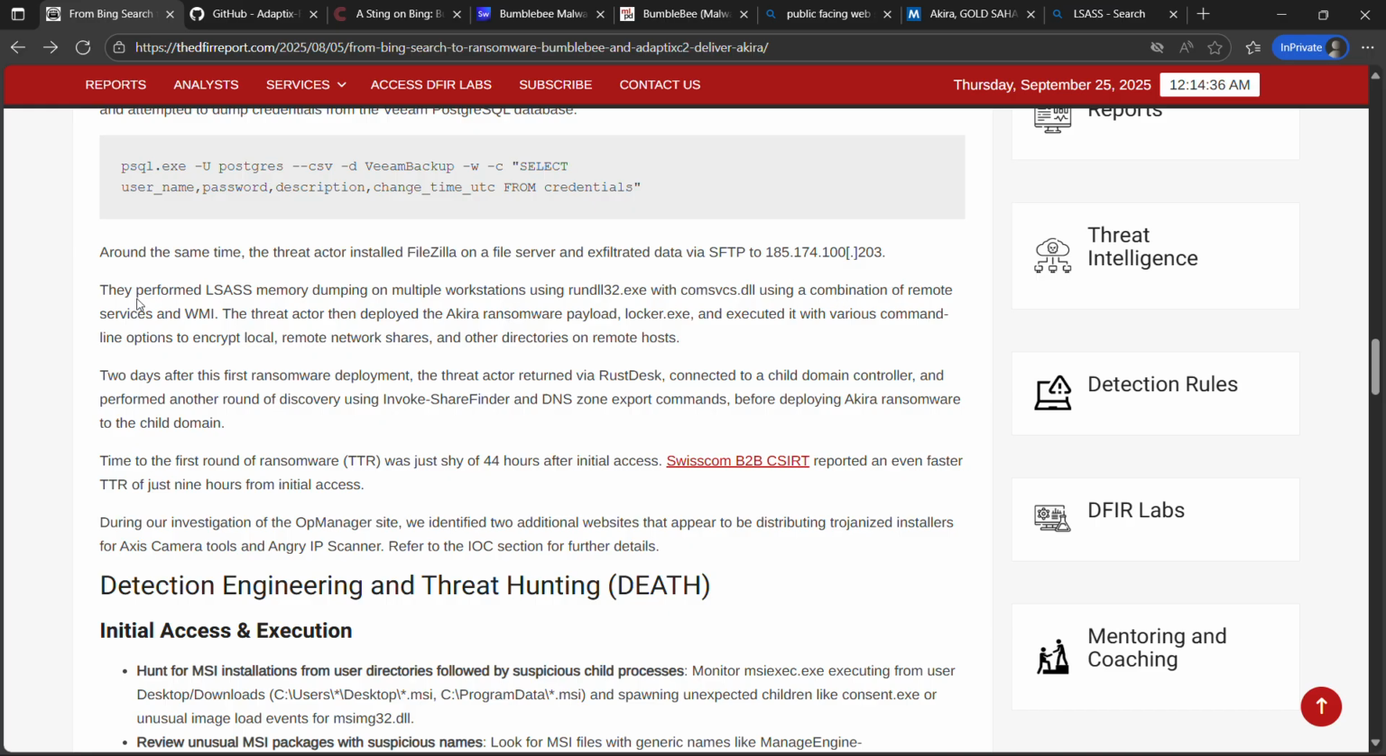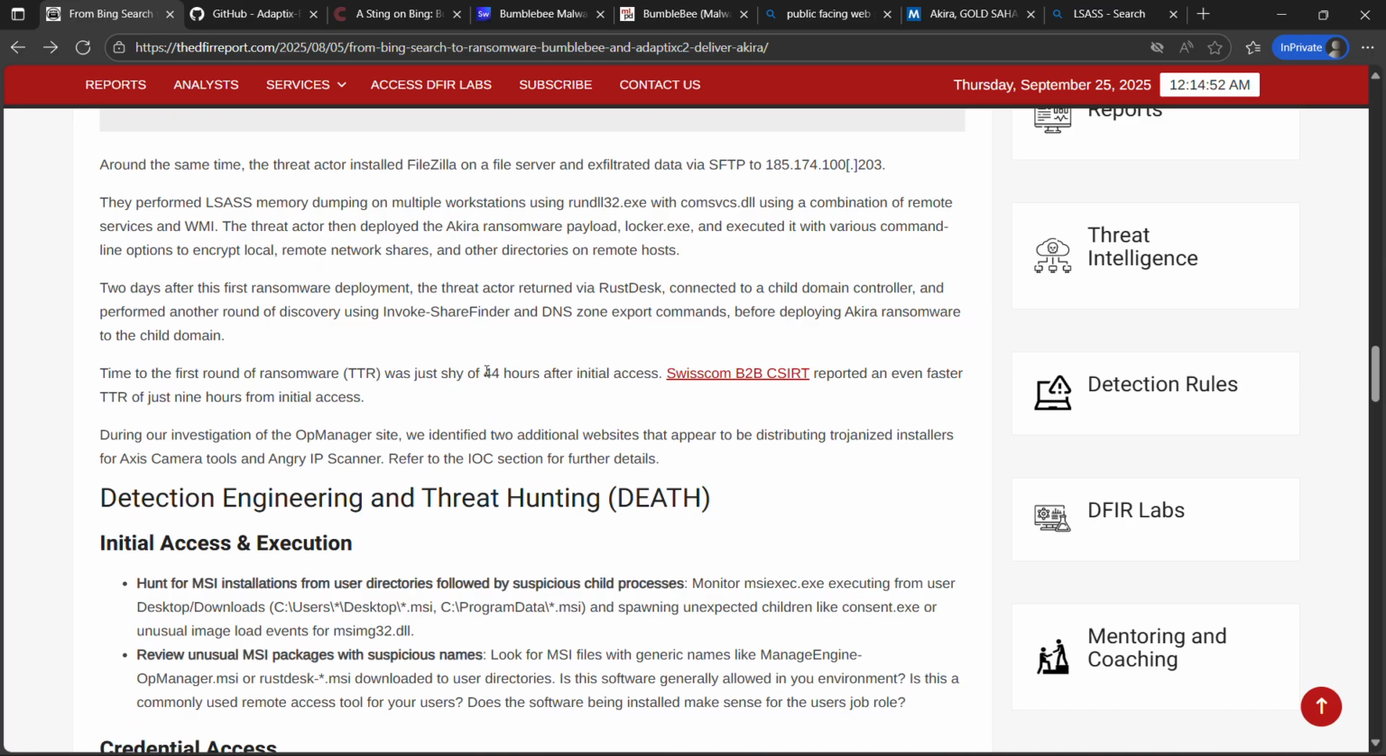A combination of remote services and WMI. The threat actor then deployed an Akira ransomware payload, locker.exe, and executed it with various command line options to encrypt local and remote network shares and other directories on remote hosts. Two days after this ransomware deployment, the threat actor returned via RustDesk.